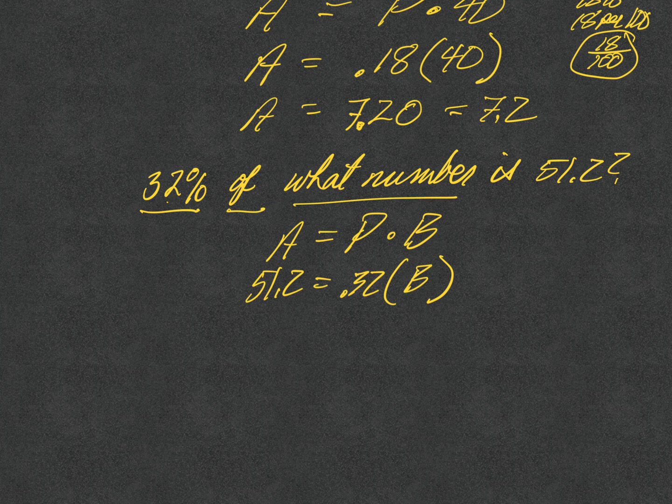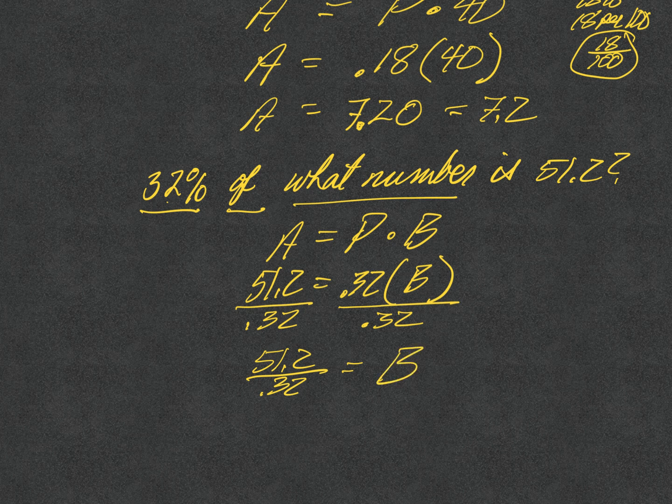So we're trying to find 32% of some number that'll leave us 51.2. So this number B has to be bigger than that 51.2. So all we need to do then is go through and solve this problem. So we divide each side by 0.32. And then we calculate that. 51.2 divided by 0.32 equals B. And calculate that. I don't have a calculator handy, so, well, I can do it.